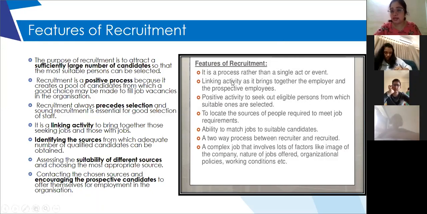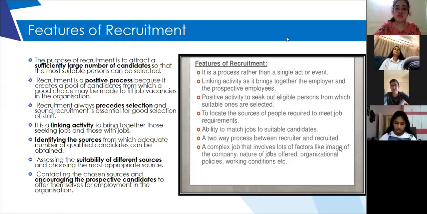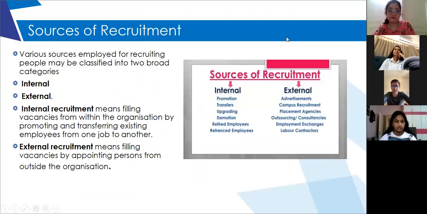Okay, some more I had taken out. Positive activity, locating the source, ability to match the job. A complex job because it involves lots of factors, like obviously when I want to select, I will look at the image of the company, the nature of the job, what are the organizational policies, are the working conditions suitable, what is the salary being offered, and so on and so forth. Anything else you need to ask me here? Can I move forward? Okay, great.